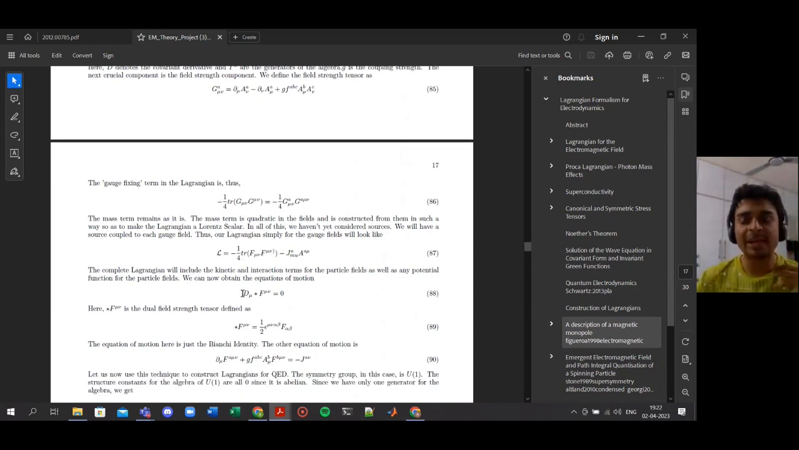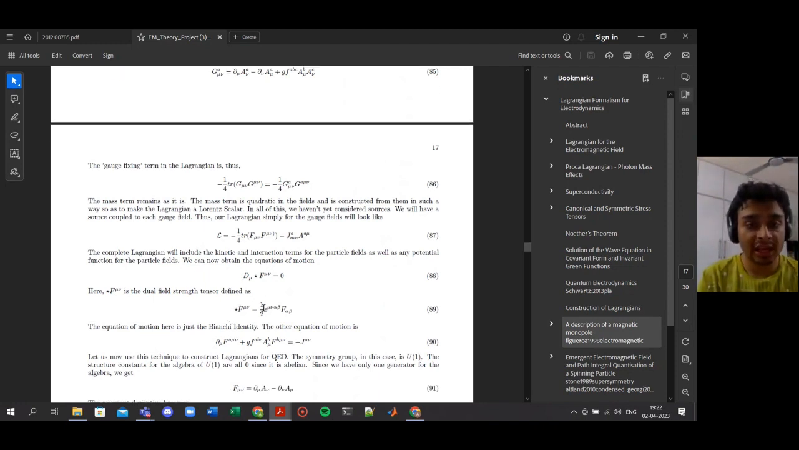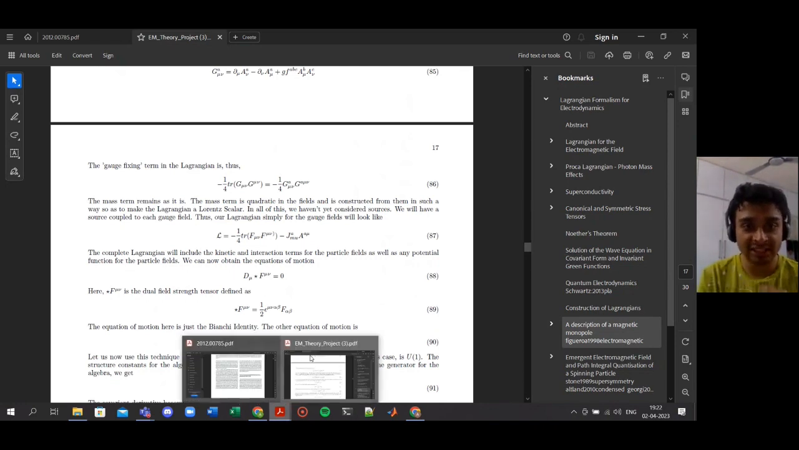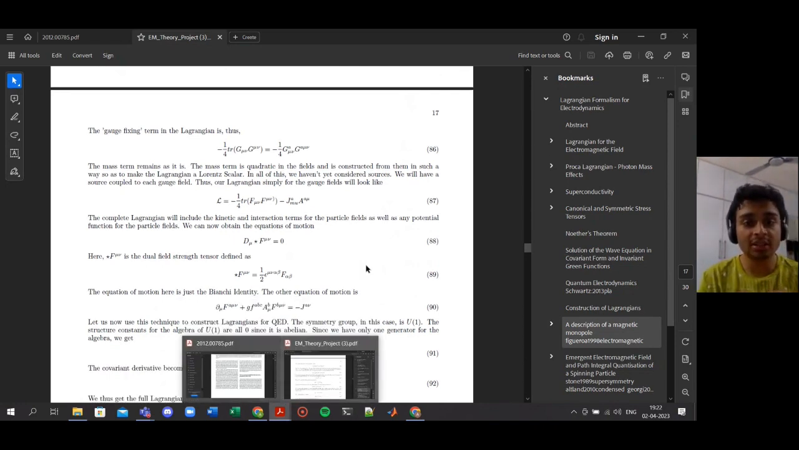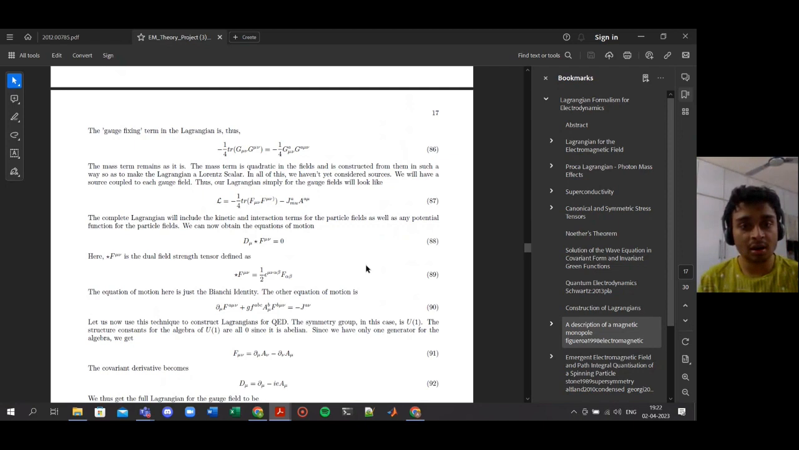Now we begin actually constructing the Lagrangian. The first term we'll look at is the gauge fixing term. The gauge fixing term is described by equation 86. The next thing we'll need to describe is the complete Lagrangian without incorporating the particle fields themselves. Those particle fields will have their own kinetic terms with the covariant derivative involved in them, but we'll have a look at that in a bit.